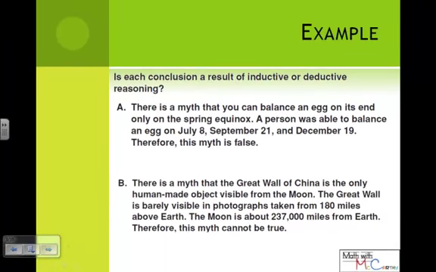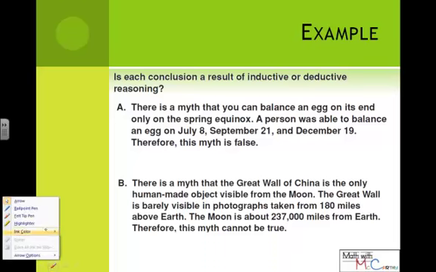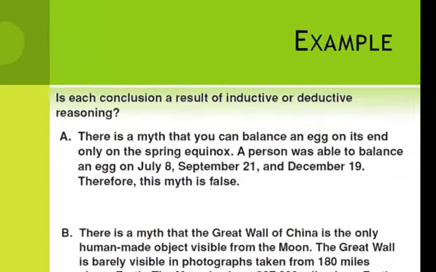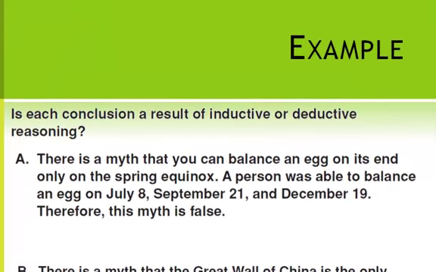So let's take a look at these particular examples and determine whether or not they are examples of inductive, which is drawing a conclusion based on a pattern, or deductive, which is drawing a conclusion based on facts, logic, and properties. There's a myth that you can balance an egg on its end only on the spring equinox. A person was able to balance an egg on July 8th, September 21st, and December 19th. Therefore, the myth is false.